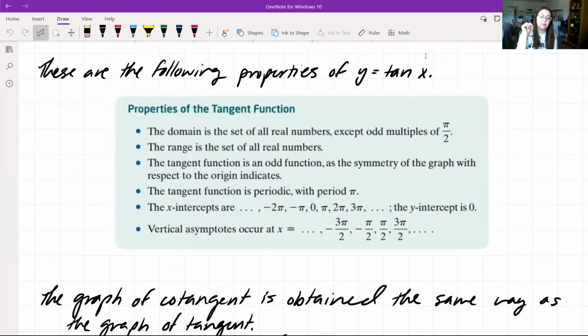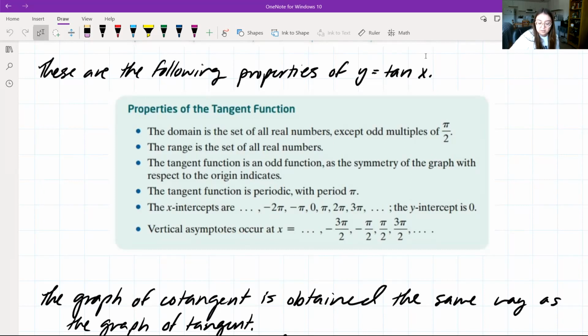So then here are the following properties of y equals tangent of x. The domain is the set of all real numbers except odd multiples of pi over 2. The range is the set of all real numbers. The tangent function is an odd function, so the graph is symmetric with respect to the origin. The tangent function is periodic with a period of just pi.